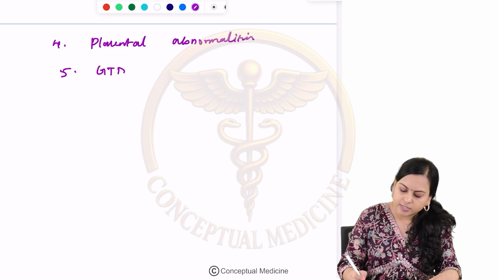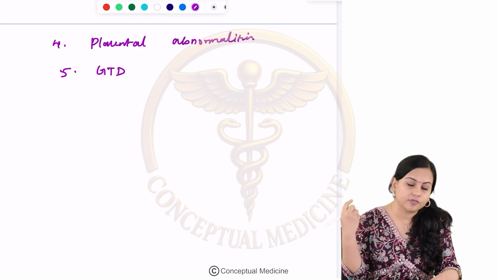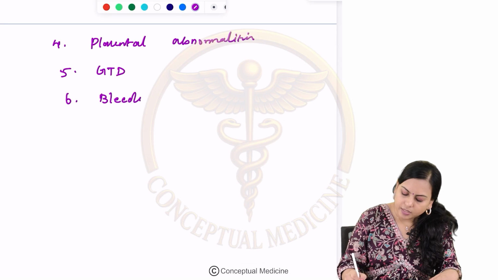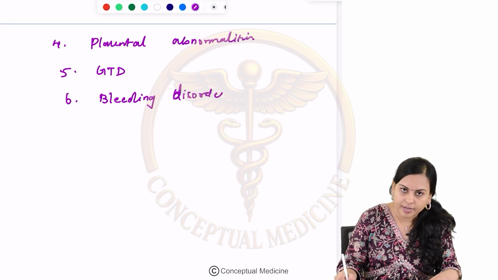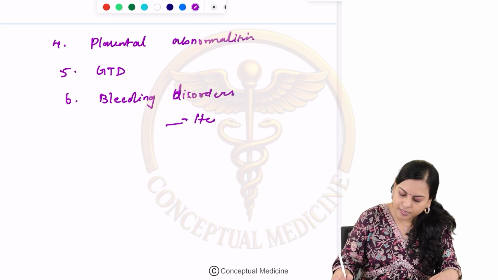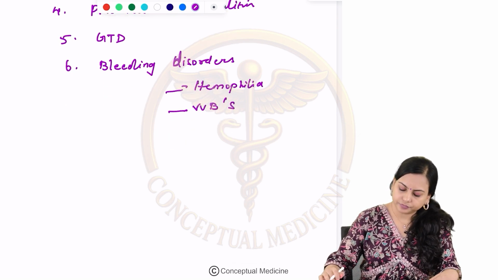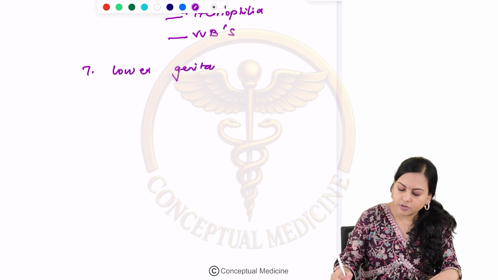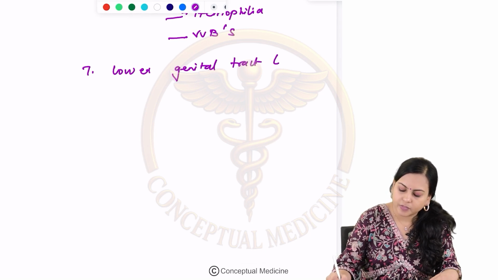Then secondary PPH can be expected in a case of gestational trophoblastic disease, or when the patient has a history of bleeding disorders like hemophilia or von Willebrand's disease. Clear? Right. And sometimes when there was a lower genital tract trauma.